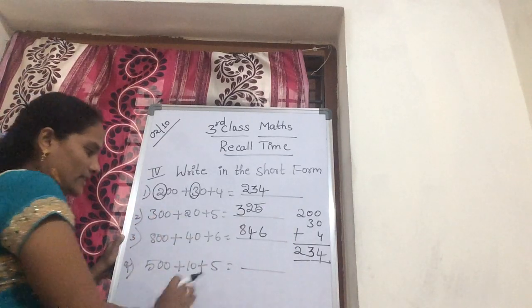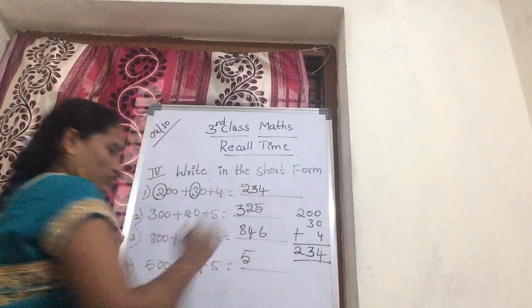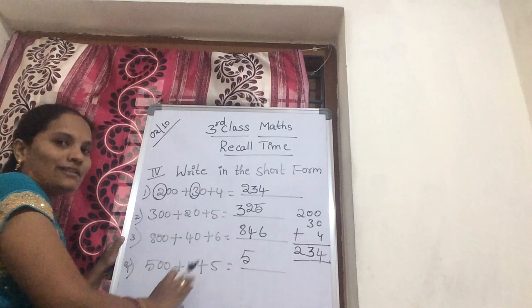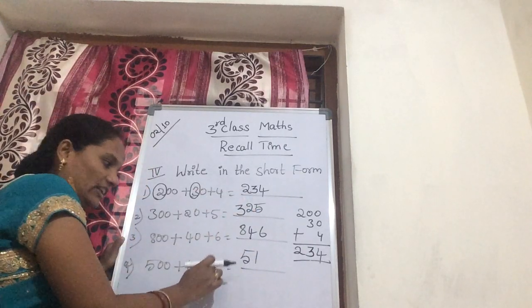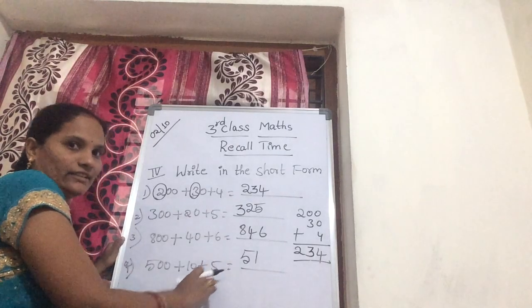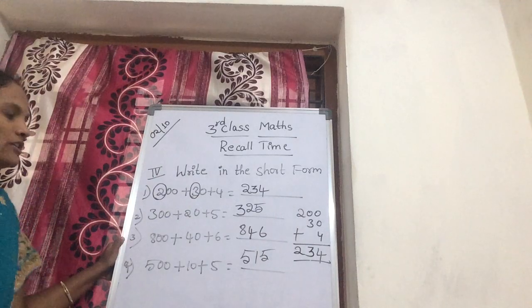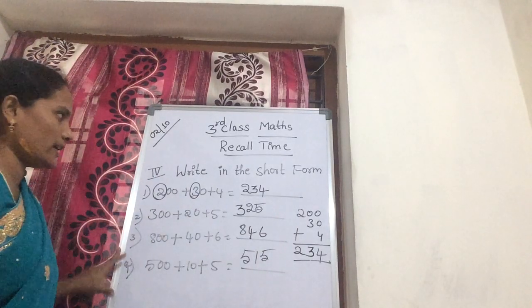Next, 500 plus 10 plus 5. What do you get? 5. First you write 5. Next, in tens, 10. 10 means 1. Next you should write 1. Then in ones, 5 is there. So next you should write 5. Which number do you get? 515. Okay, children, you can understand.